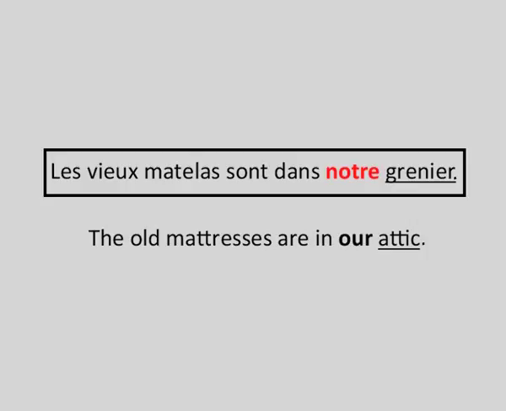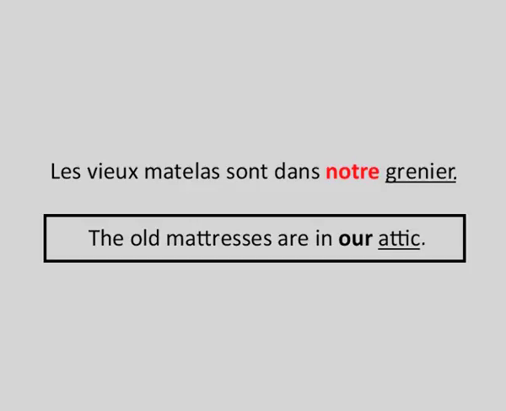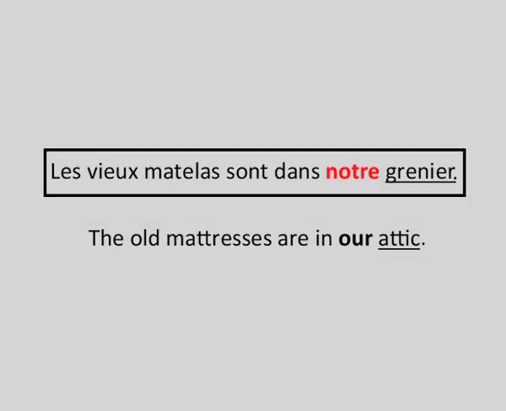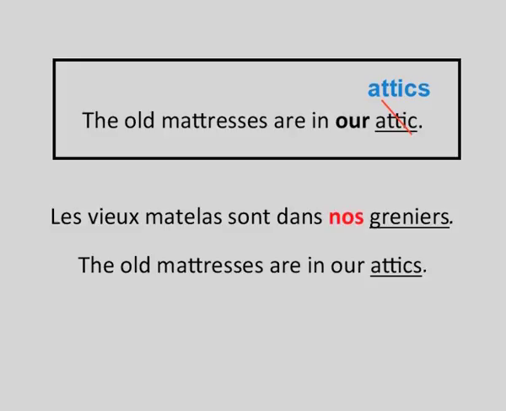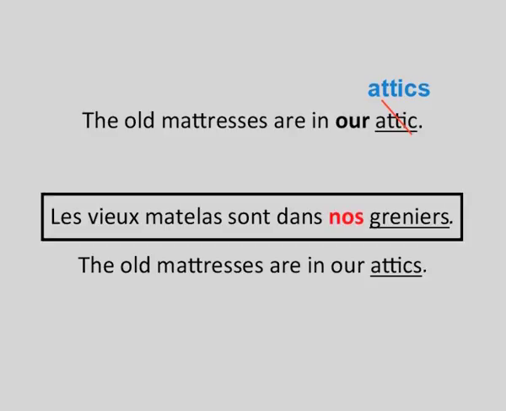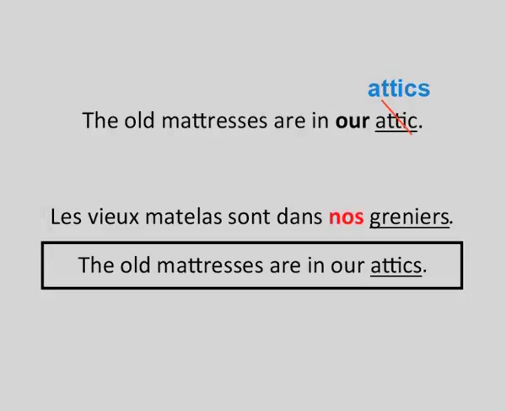Let me clarify this with examples. Les vieux matelas sont dans notre grenier. The old mattresses are in our attic. In this sentence, it is not important to know the gender of the noun that follows the possessive adjective notre. If we replace attic by attics, then the sentence would be Les vieux matelas sont dans nos greniers. The old mattresses are in our attics.